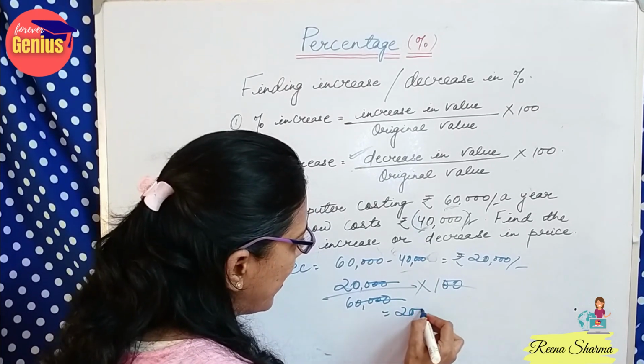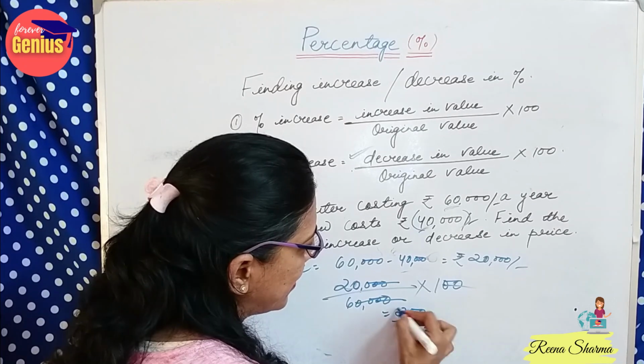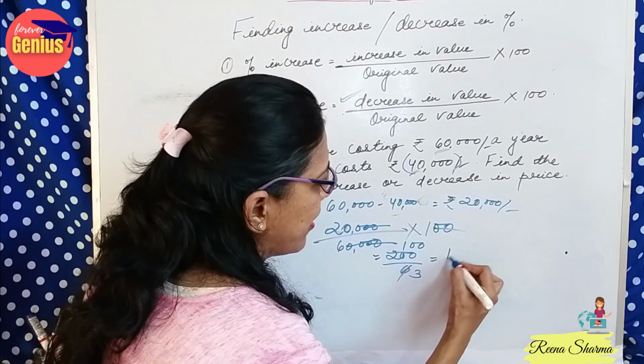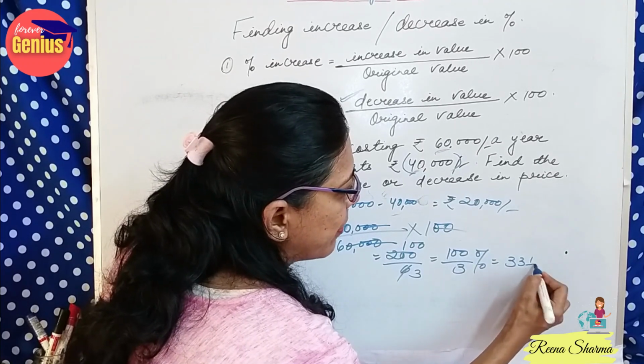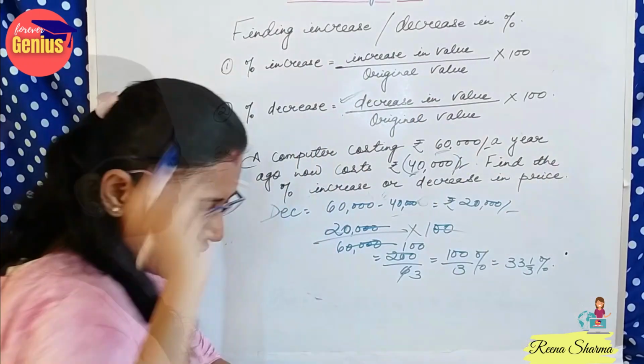This is 200 by 6. This is 3. This is 100. This is 100 by 3 percentage, or it is 33 1 by 3 percentage.